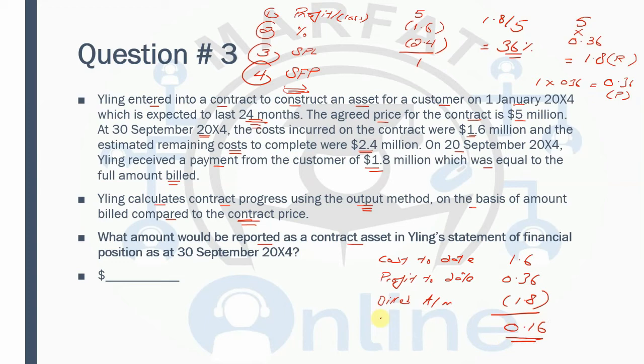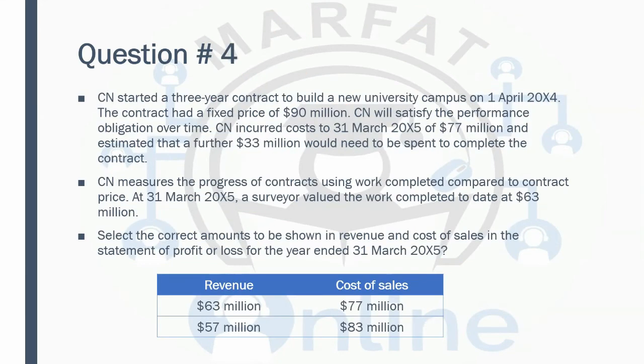0.16 is the contract asset that will be recorded because we have done more work but have received less payment. So 0.16 will be recorded in the statement of financial position as a contract asset.